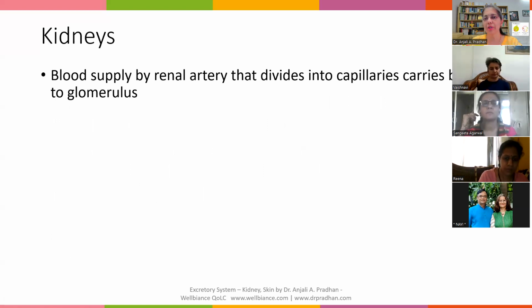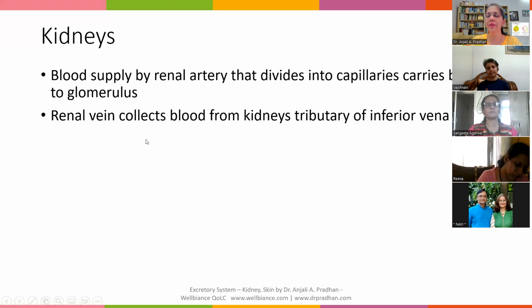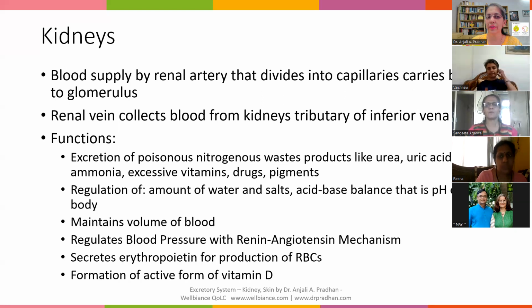branch of the abdominal aorta. After entering the kidneys, it divides into smaller branches, and ultimately into capillaries. And these carry blood to the nephron, to be specific, to the glomerulus. We will see what is glomerulus, what are the nephrons. And the renal vein collects the blood from the kidneys and then joins the inferior vena cava.